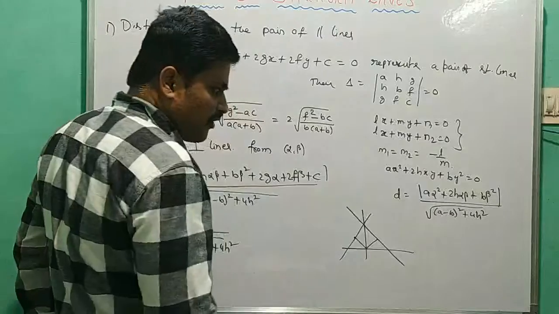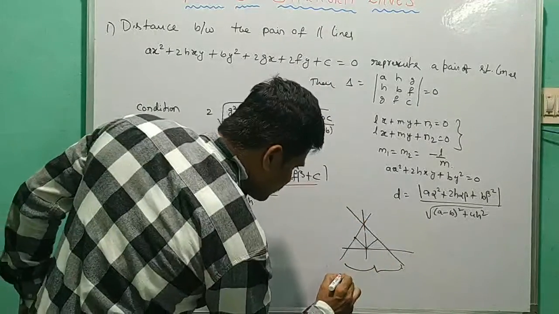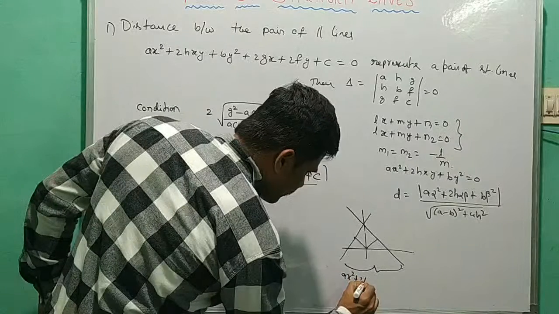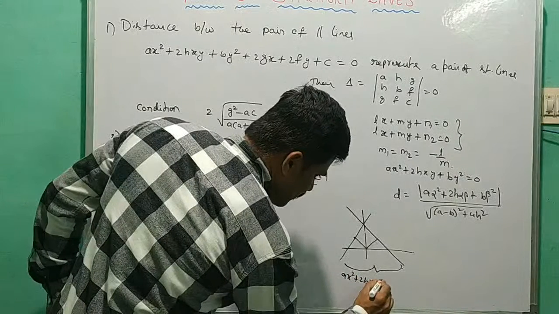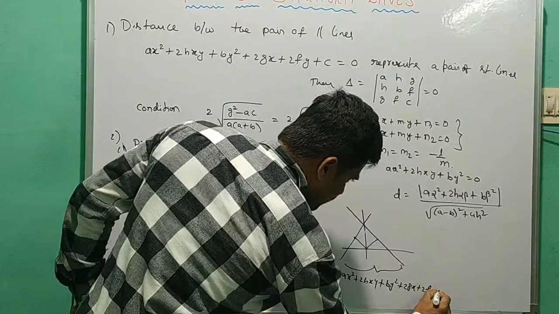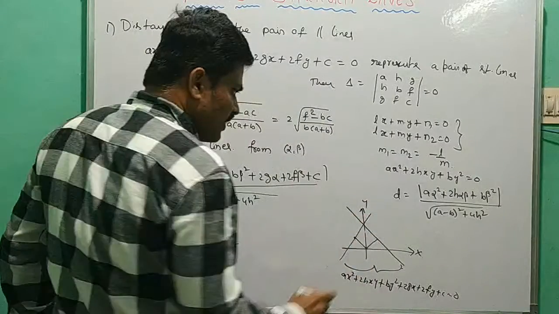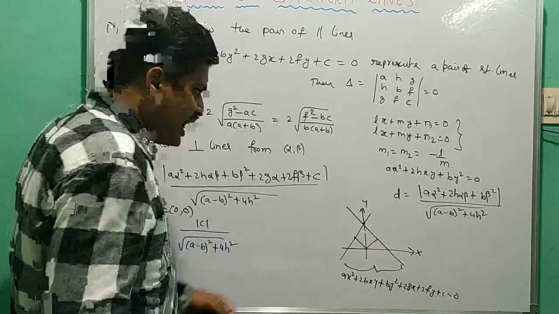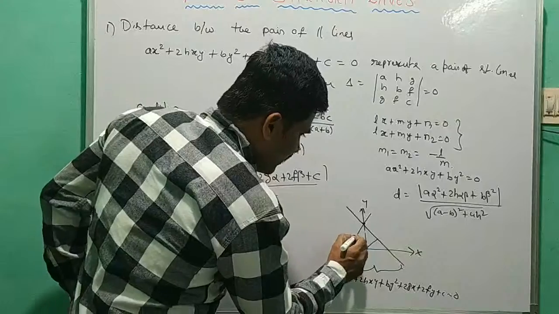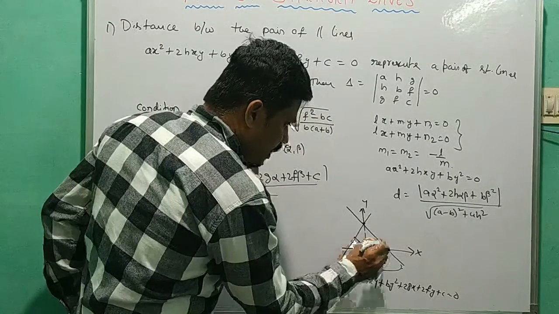These are two pair of lines. That means this is ax square plus 2hxy plus by square plus 2gx plus 2fy plus c equals 0. This is x axis, this is y axis. This is the point of intersection. We have to observe these two lines are equidistant from origin.